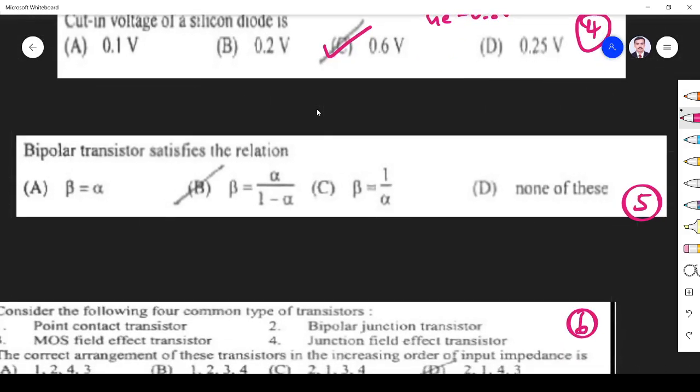Next question, a bipolar junction transistor satisfies which relation? Beta is equal to alpha by 1 minus alpha. So it's a direct question. If they ask alpha, alpha is equal to beta by 1 plus beta.